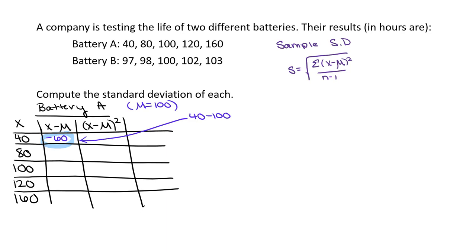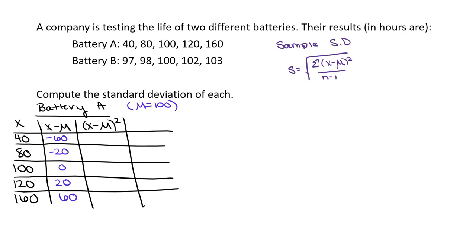So 40 minus 100 is negative 60. And then I'm just going to go through and do that for the rest of them. 80 minus 100 is negative 20. 100 minus 100 is 0. 120 minus 100 is 20. 160 minus 100 is 60. Okay, so we find our deviations from the mean. That's the x minus the mean.